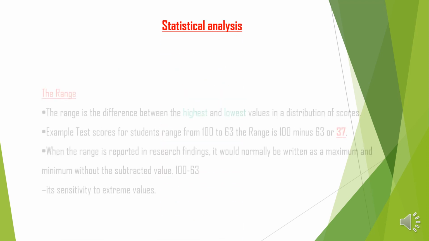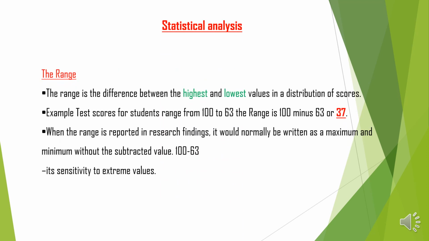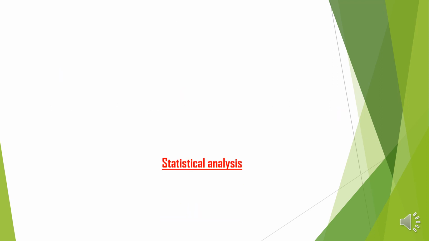What's the range? Range is the difference between the highest and lowest value. If you have some numbers, get the biggest number and the lowest number, subtract them from each other, and it will give you the range. For example, if we have 2 numbers here, 163, so our range is 37. And also it's very sensitive to extreme values.